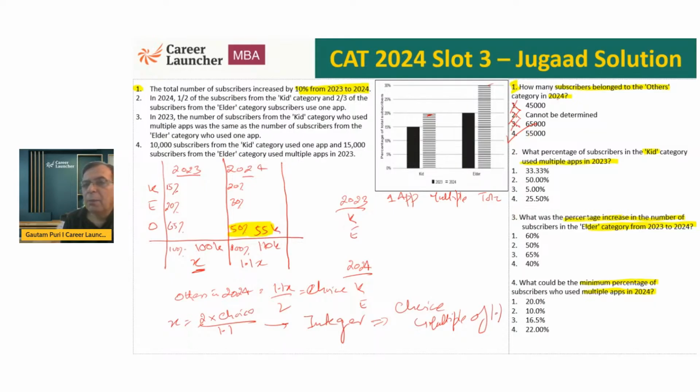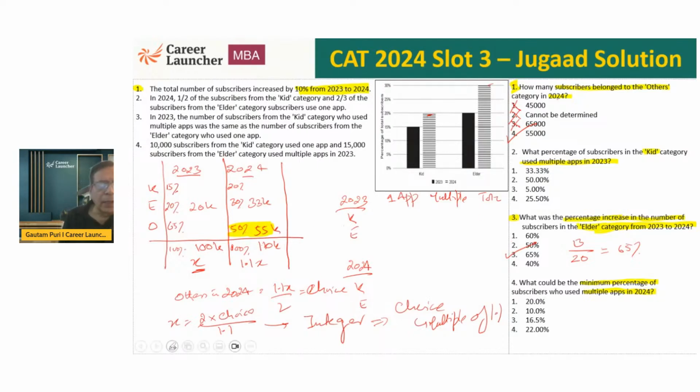Question number 3, what is it? Percentage increase in number of subscribers in the elder category from 23 to 24. What will be the elder category in 24? 30% of 110K will be 33K. And elders in 23 is 20% of 100,000, which is 20K. So what is the increase? The increase is 13,000 on a base of 20,000, which is equal to 65%. Correct answer, choice 3. So 2 questions solved correctly.